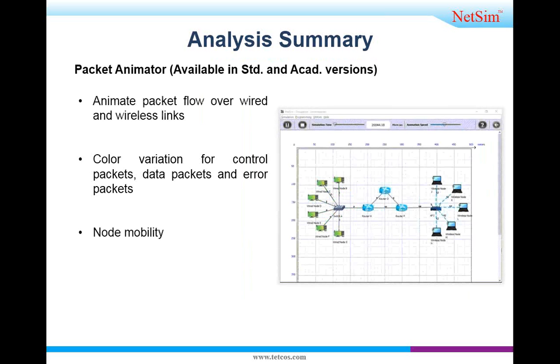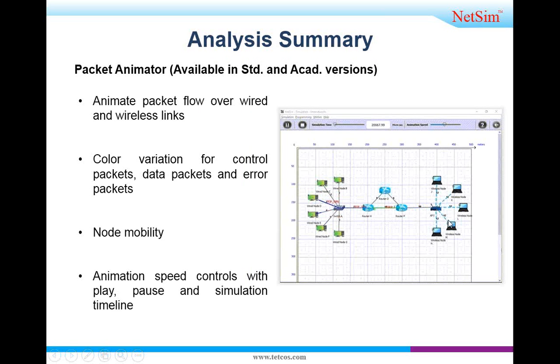Now you can see the packet animator in the screenshot. Some packets are moving from one node to another. Here you can increase or decrease the animation speed, and it will give you the simulation timing. Whatever simulation timing you have set in the simulation, the animation will run through it. There is color variation for control packets, data packets, and error packets. Node mobility is there. You can control the animation speed. Play, pause, everything is available.